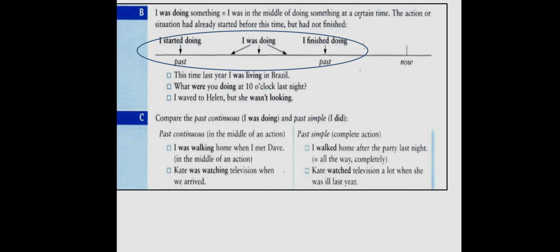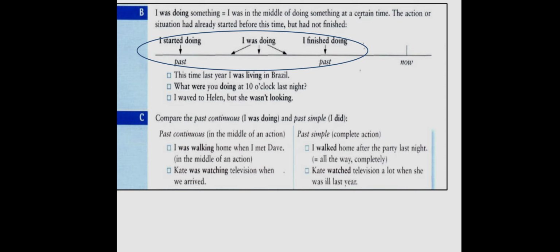B. I was doing something. I was in the middle of doing something at a certain time in the past. The action or the situation had already started before this time, but had not finished yet. So if we look at the sketch here, we have 2 points in the past. I started doing, and the other point, I finished doing. In the middle of the action, we have the form I was doing.